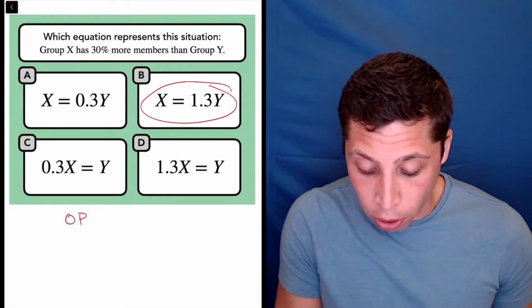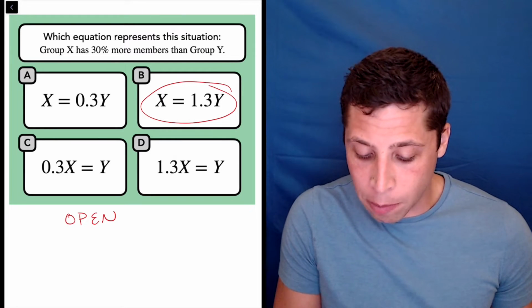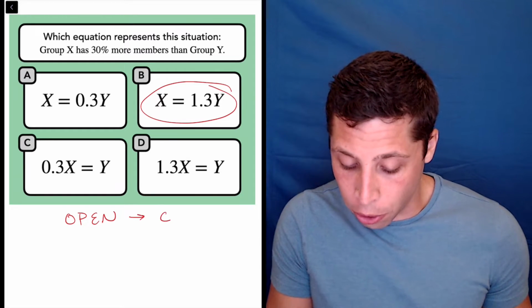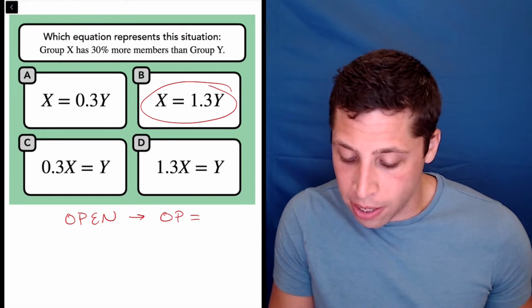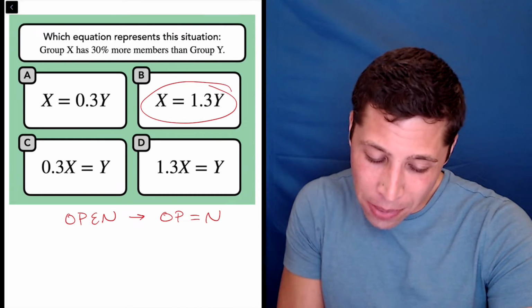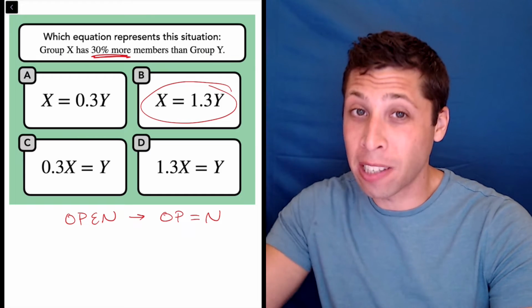I use what I call the open formula, and it's because the general version of the formula looks like the word open. O times P is equal to the N. Now, what do these things stand for? Well, when we have something like 30% more than, that's a percent increase.